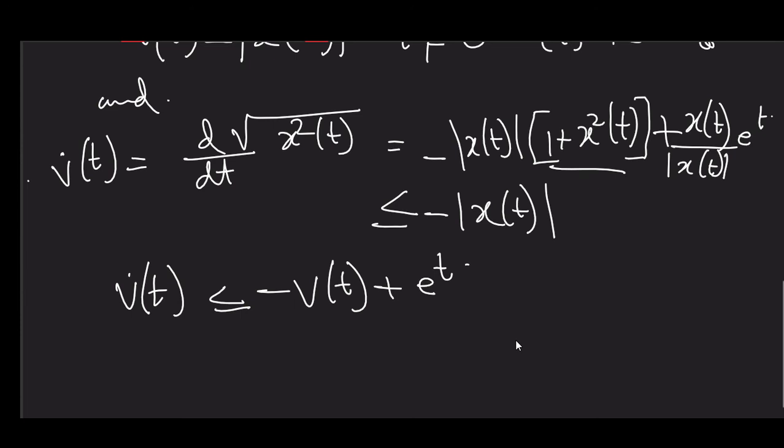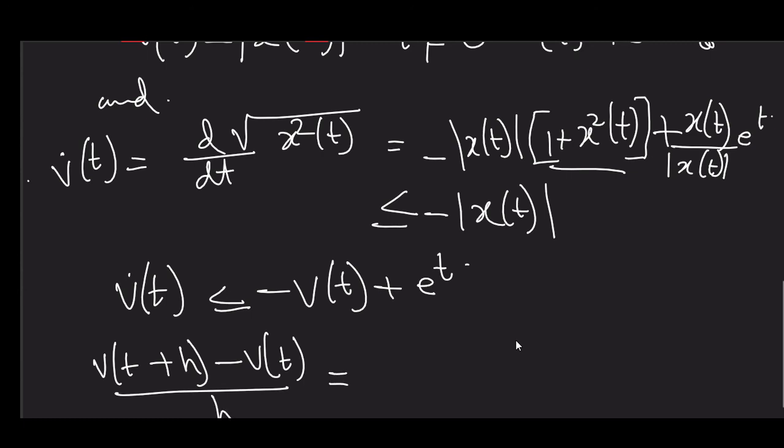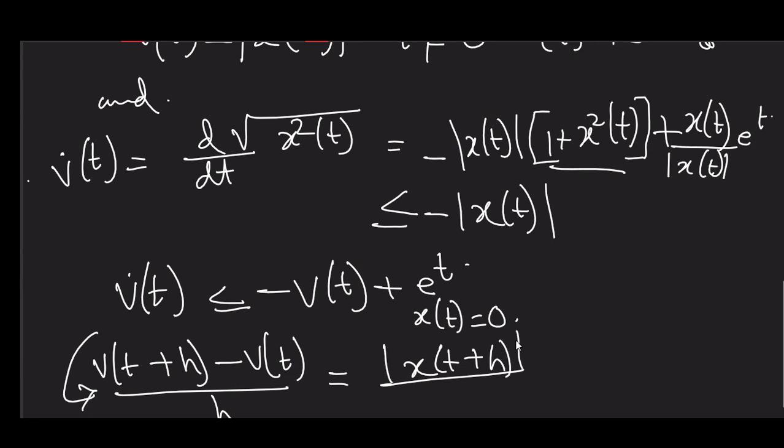Now what we need to do is that at x(t) is equal to 0, we need to evaluate it. Basically, when your x(t) is equal to 0, at that discontinuity point, what you will get here is the norm of x(t plus h) divided by h.